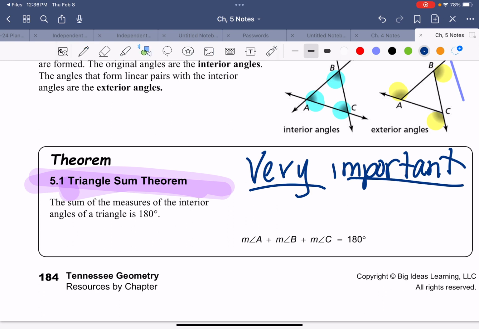When you have a triangle, if I add up the measures of all the interior angles of a triangle, 1, 2, 3, angle 1 plus angle 2 plus angle 3 will always equal 180 degrees. Always. So if I have a triangle, I only need to measure 2 of the angles, and I can calculate what the third one is. So the sum of the interior angles of any triangle is 180 degrees.